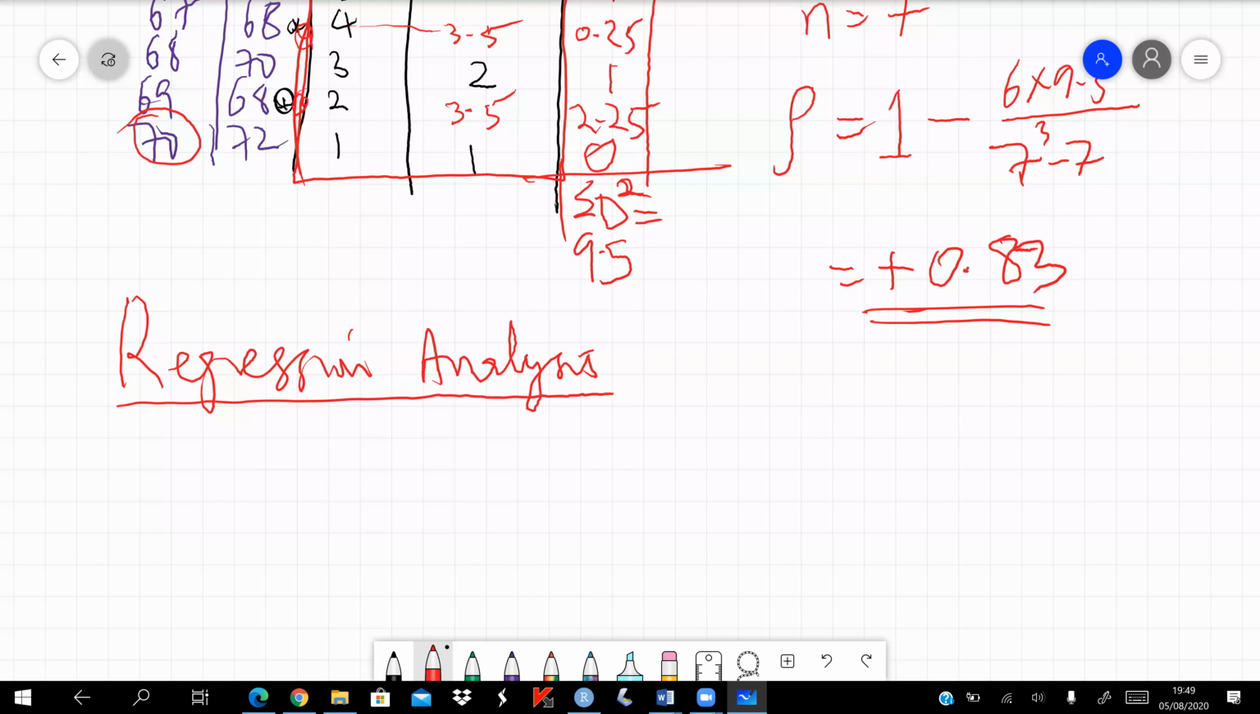And as you'll notice from the notes, we have different types of regression analysis. We have simple regression analysis, multiple regression analysis, linear regression analysis, non-linear regression analysis, partial regression analysis, and even total regression analysis. But our focus here will be simple linear regression analysis as well as multiple linear regression analysis. So we'll be talking about simple linear regression analysis.